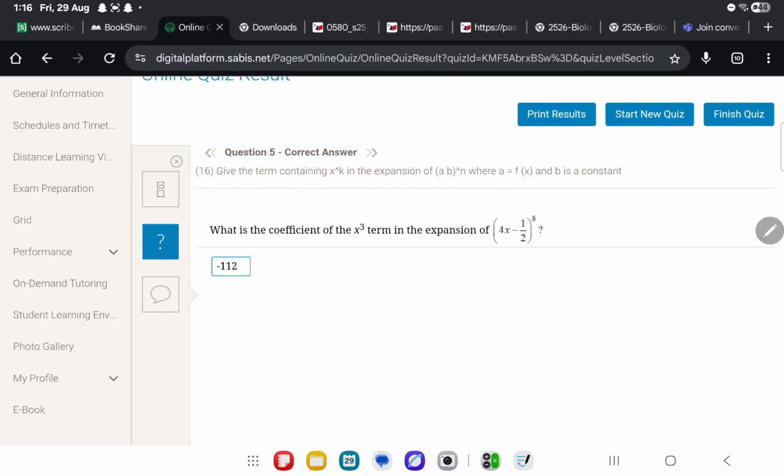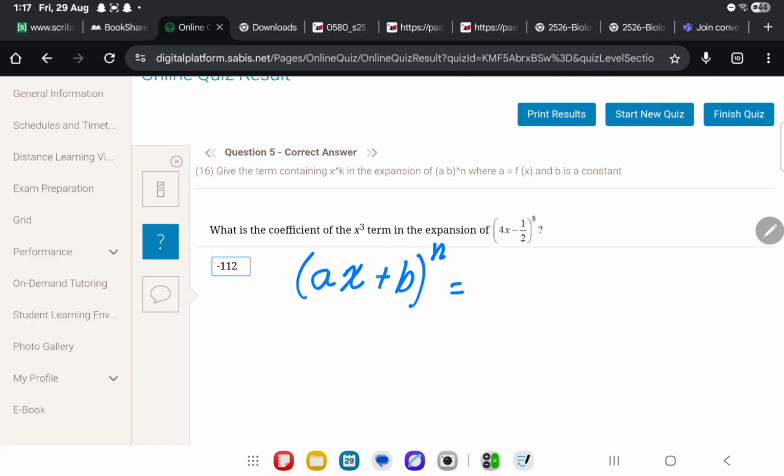Write the coefficient of the x cubed term in the expansion of 4x minus half to the power of 8. Okay, for this one, you're going to need to know the binomial theorem, the binomial expansion. For binomials, you can expand them using this theorem. So 4x minus 1 over 2. Let's take this as an example. Or actually, let me give you the general form. Let's say you had ax plus b, to the power of n.